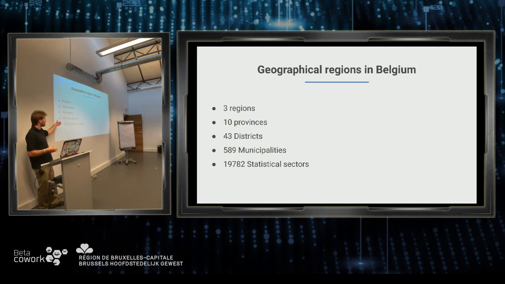And so you'll typically find granularities at these two levels for data sets. Yes? Out of curiosity, are those all nested? Yes, they are nested. So no overlapping? No. Really, a municipality is just a combination of a bunch of statistical sectors and so on.